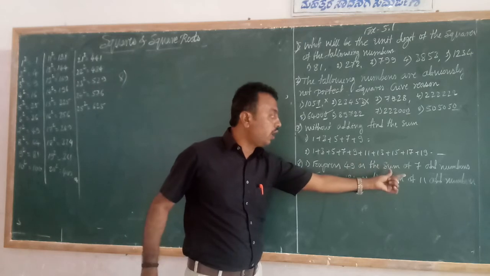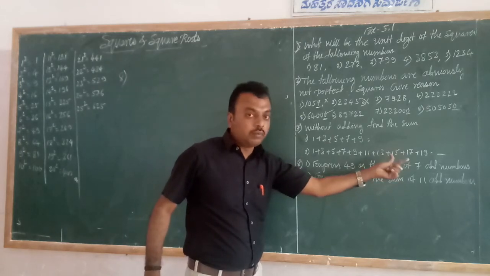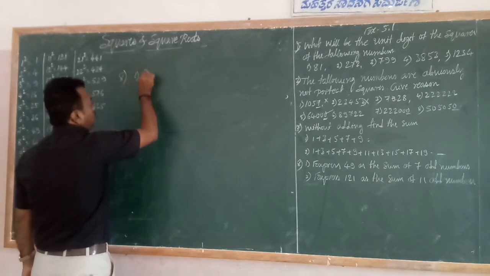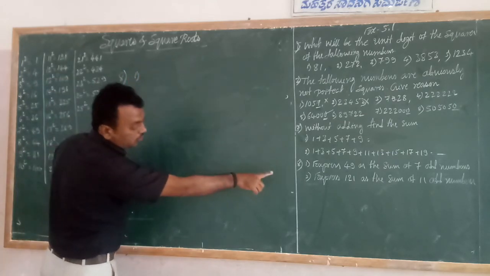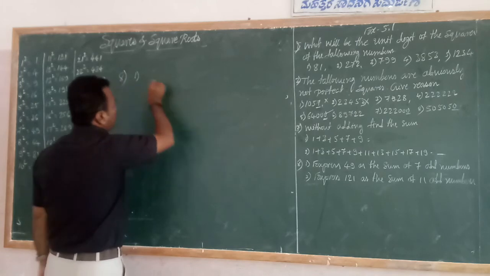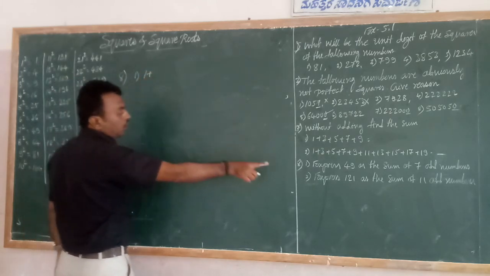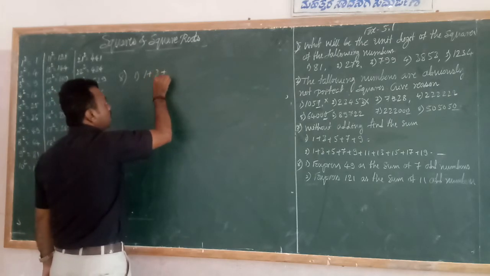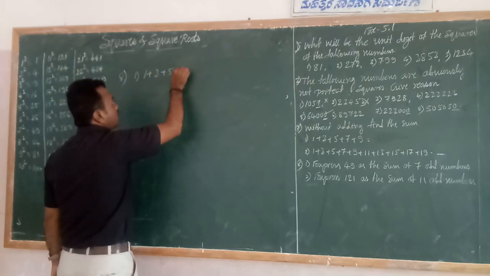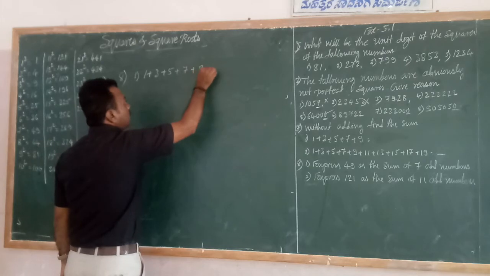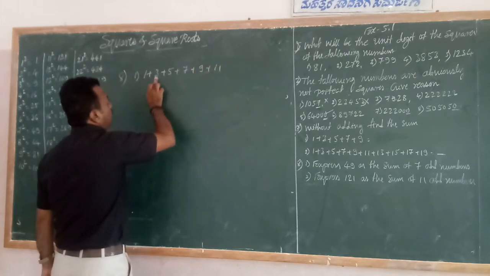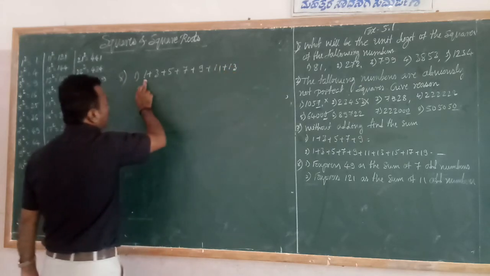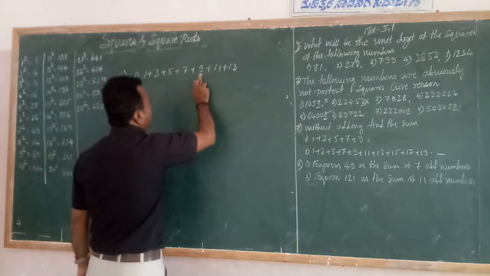We have to write the 7 odd numbers, continuously. See, first one, 49. The sum expressed is 49. Therefore 1 plus, how many odd numbers do we have to write? 7 odd numbers. 1 plus 3 plus 5 plus 7 plus 9 plus 11. How many? 1, 2, 3, 4, 5, 6. Another one, 13. So now count it: 1, 2, 3, 4, 5, 6, 7.